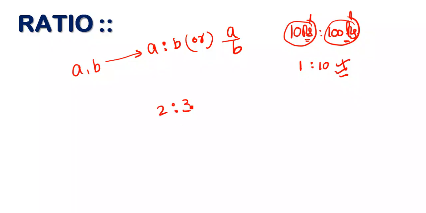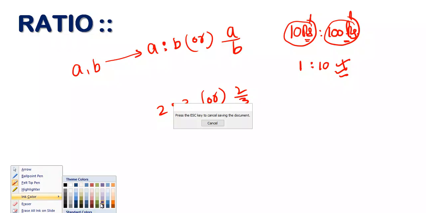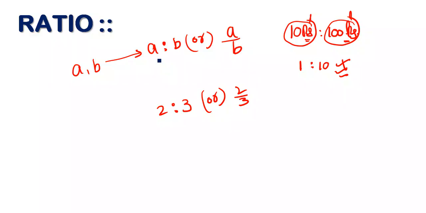For example, 2:3 or 2/3 is the same, guys. Okay, right. And here A means antecedent and B means consequent, guys. Sometimes the question says find out the A value, that is, find out the antecedent. Antecedent means what? It is the A value. For example, a question like this.